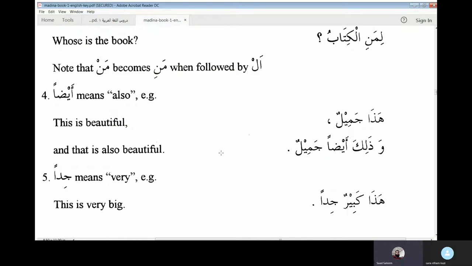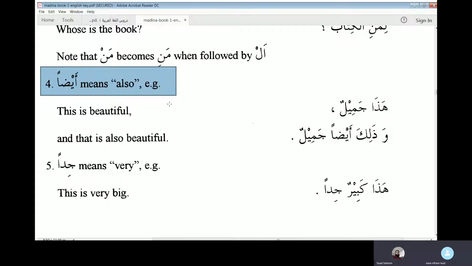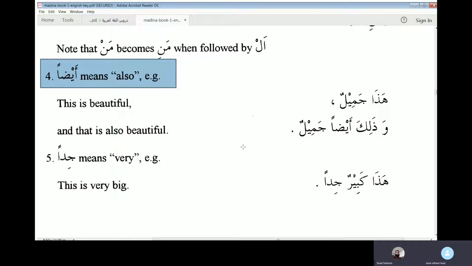Sanna, read the fourth point. Hadha jamilun means this is beautiful. Wa dhalika aydan jamilun, and that is beautiful. Aydan means also. Okay. Jiddan means very. Example, hadha kabirun jiddan. This is very big.